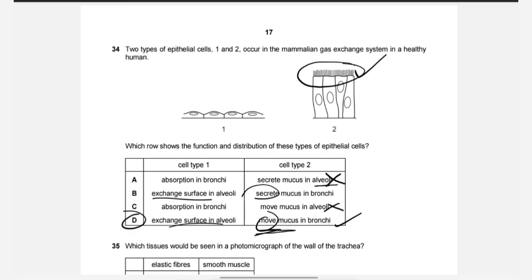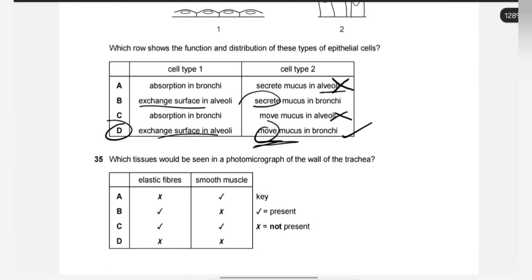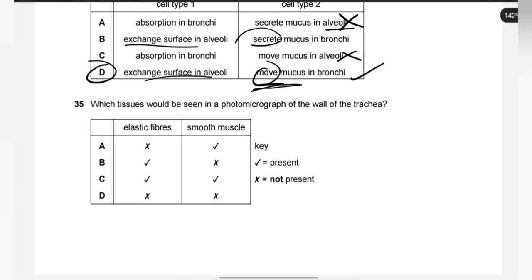But we can see that we have the cilia hairs, which usually act in moving mucus. And for the 35th question, we're saying which tissues would be seen in a photomicrograph of the wall of a trachea. And we have elastic fibers and smooth muscles. So both of these can be seen in the trachea. So our answer is C.